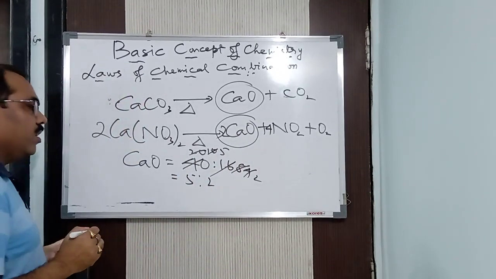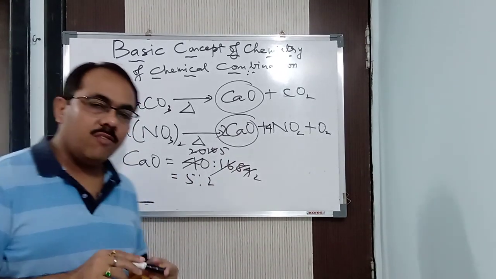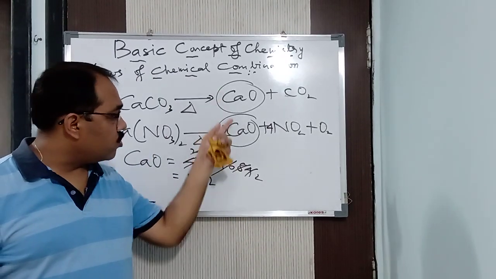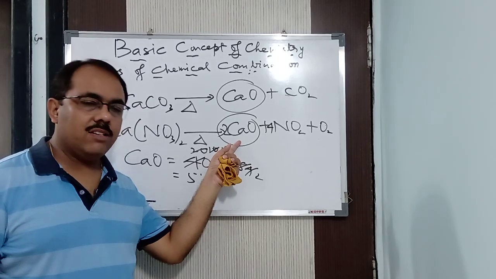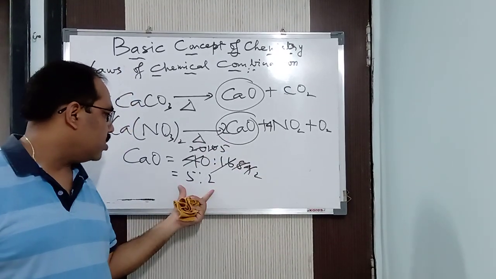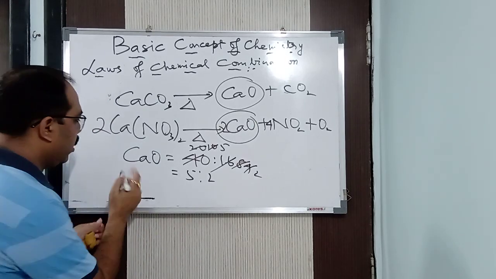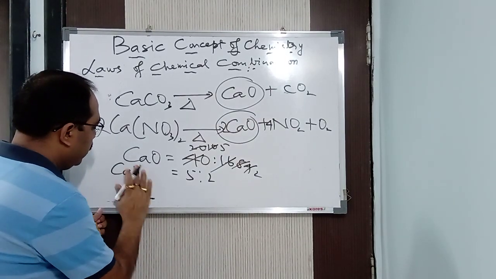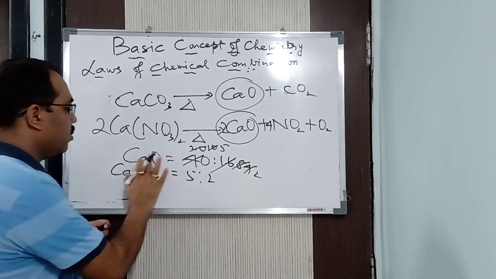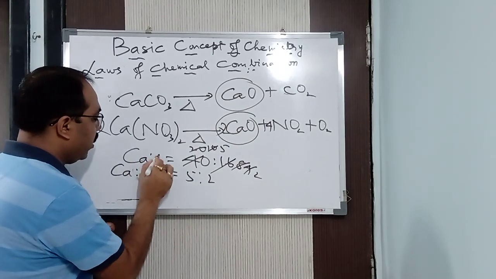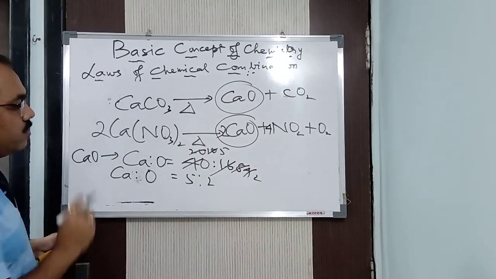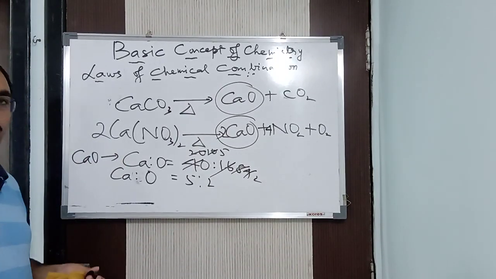5 to 2. So now I can say, listen carefully, that from whichever source you collect calcium oxide, the ratio of calcium to oxygen is always fixed in calcium oxide. The ratio of calcium to oxygen is always fixed, that is 5 to 2 by weight.